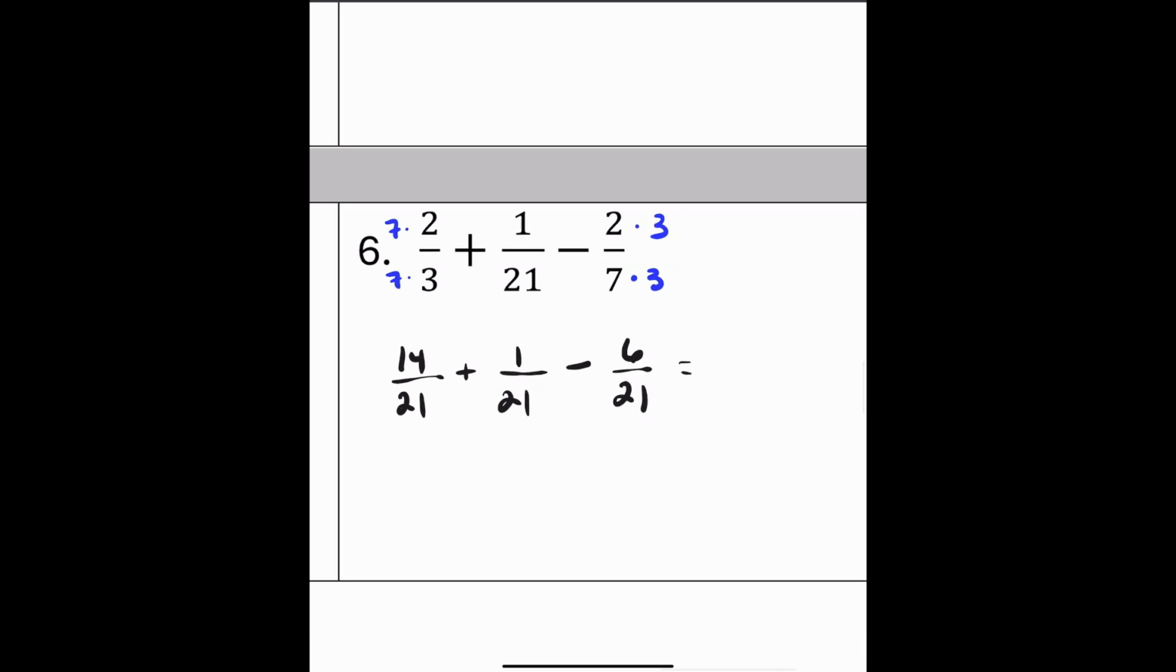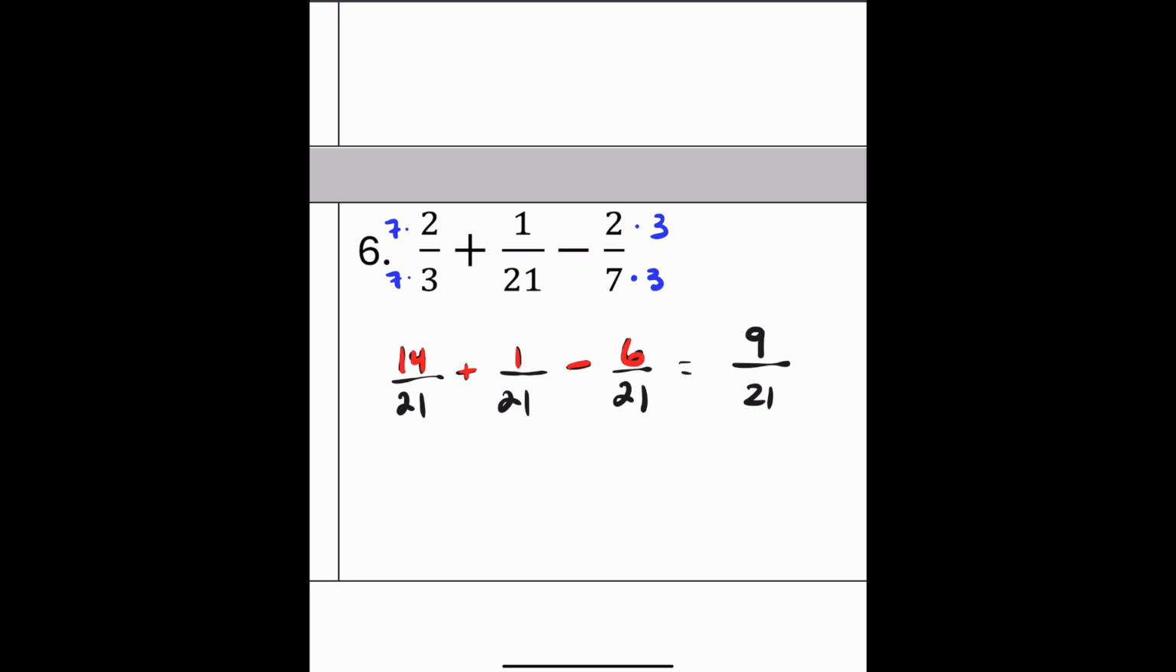So you know when I'm adding or subtracting, the result is going to be over 21. Now, we just add and subtract whatever is up top. So 14 plus 1 is 15, minus 6 is 9, all right? So that's 9. Now look at your fraction.